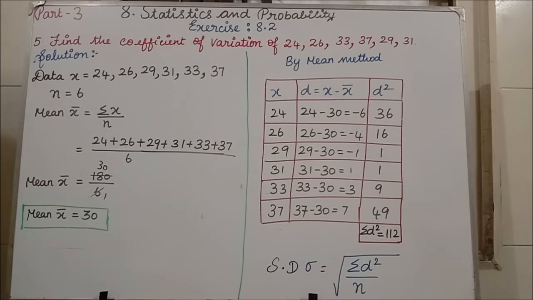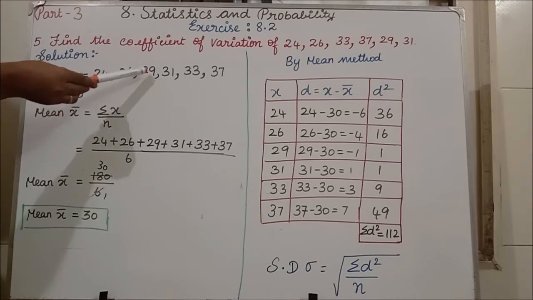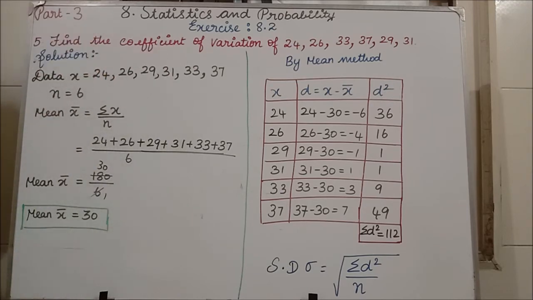Now see, first I am going to find the mean. For that, I am first arranging the given data in ascending order. Arranging in ascending order means small number to big number. Data x is equal to 24, 26, 29, 31, 33, 37. I have arranged the data in ascending order.